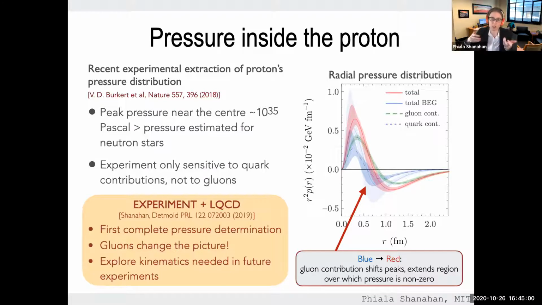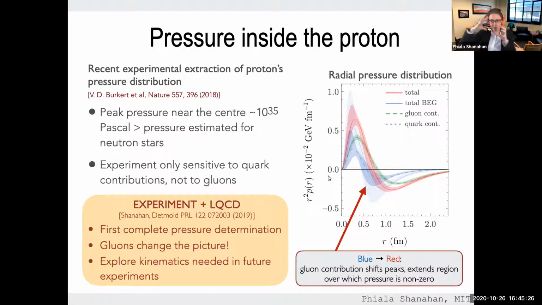Of course, this also lets us explore what kinematics you would need in future experiments to measure this piece that's never been measured. And what we see is that gluons actually change the picture. This is the same figure as the cartoon. This is the radial distance squared times the pressure, and here's the radius. The dark blue here is what you get if you consider only quarks, so from the experimental result. The red here is what you get if you include gluons.